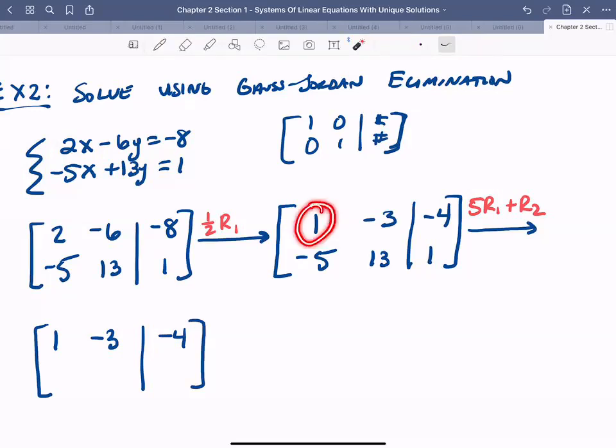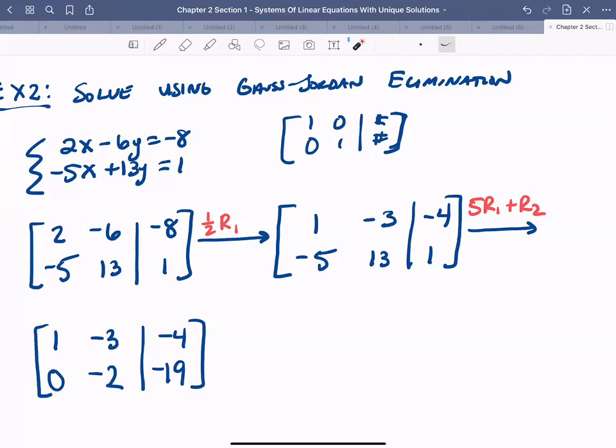Now I'm multiplying this by 5, so this is 5 now. 5 minus 5 is 0, which is exactly what we wanted. Multiplying this by 5, so this is really -15 now. And when I take -15 and add it to 13, I get -2. Multiplying this by 5, so I get -20, so this is -20 plus 1, which gives me -19. And from there, I've done what I wanted to. I wanted this to be 0 below the leading coefficient of 1.